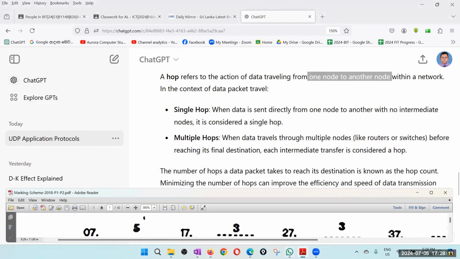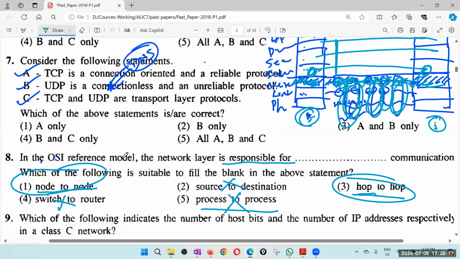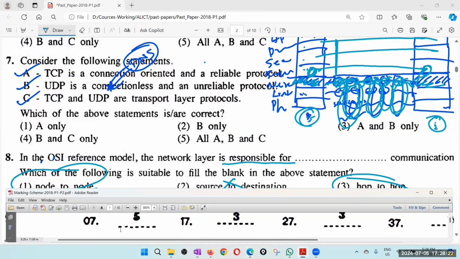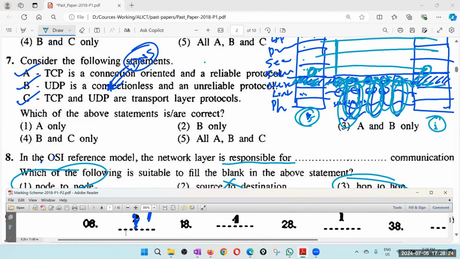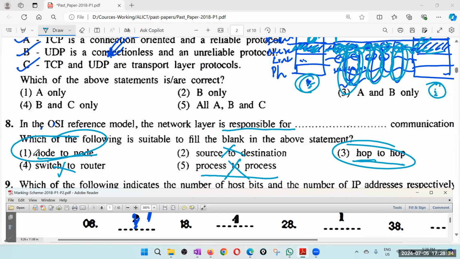So let's check the answer, because I'll go for node to node, but I'm not very sure about the answer. I'll go for one, but let's check. Question 8. Yeah, possibly the answer is 1, because I don't think it can be 2 or something. Possibly the answer is node to node. I think there are some confusions about that answer. Most probably the answer is node to node.